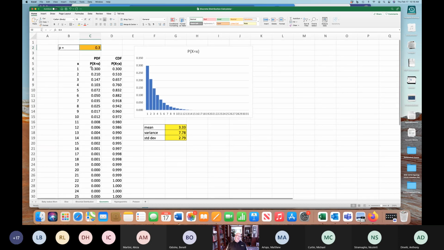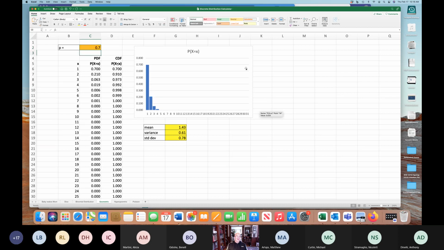Let's say we go back to the problem of someone shooting free throws, and let's say they're a 70% free throw shooter. We just enter 0.7 in the orange. It calculates your mean, variance, standard deviation. And now I can answer any question. What's the probability that the first free throw I hit, if I'm a 70% free throw shooter, is on the fourth try? Well, it's going to be 1.9% or 0.019.